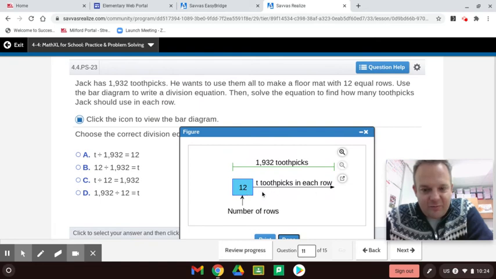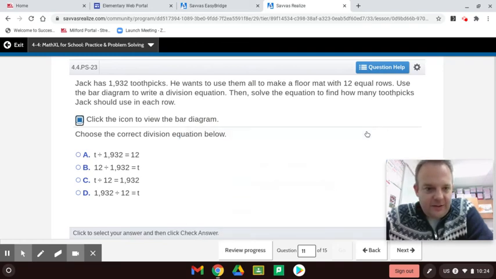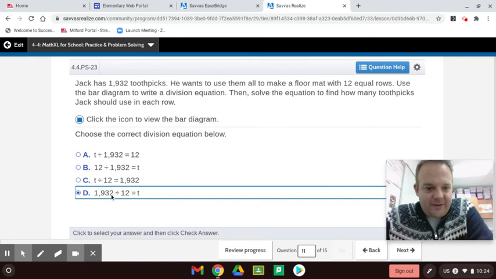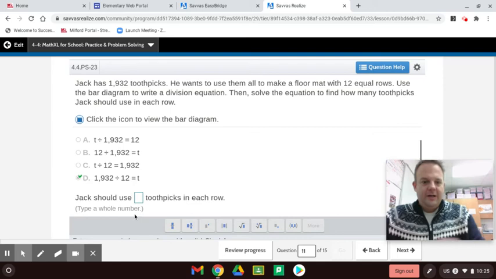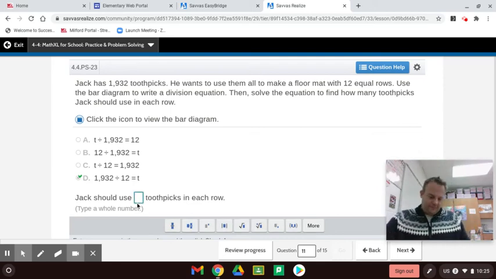So this is multiplication and division. So it's this divided by this equals t, or 12 times t equals that. See how it's like a triangle? Have you ever seen those triangle fact families when you were younger? So choose the correct equation. 1,932 divided by 12 equals t. And you're allowed to do this in a calculator.